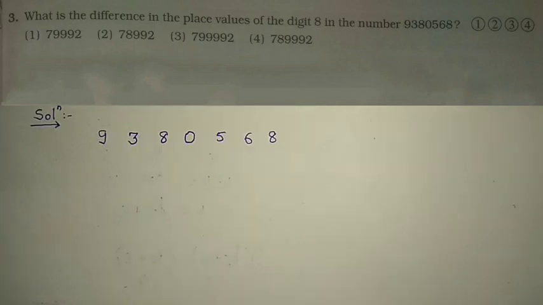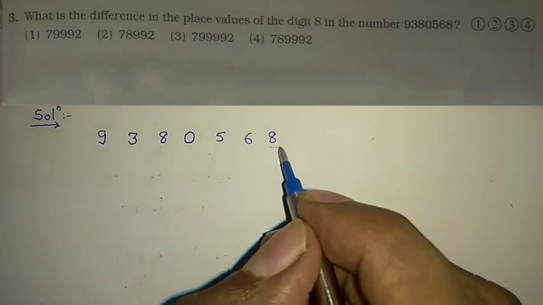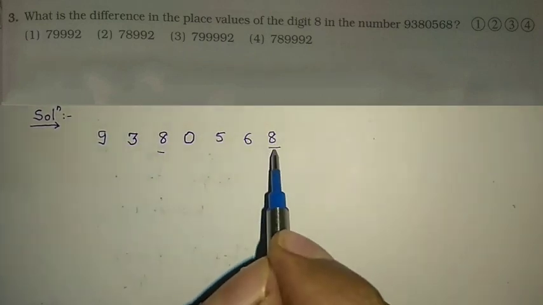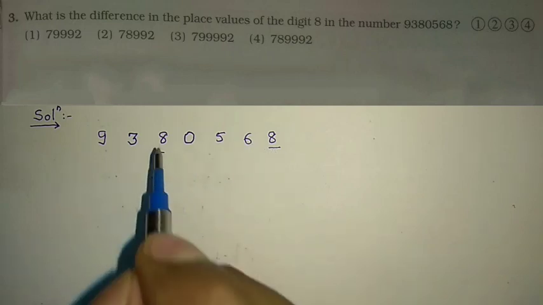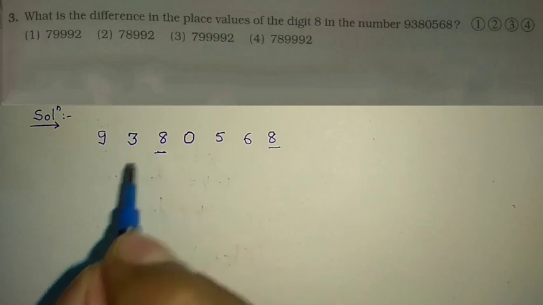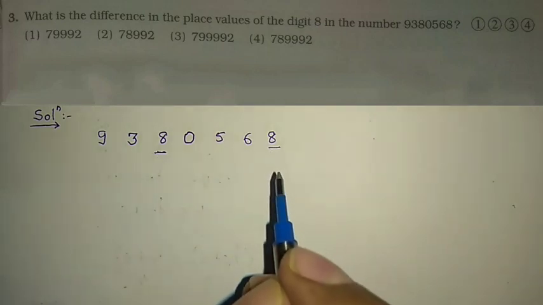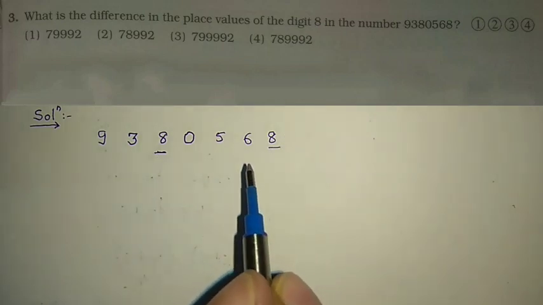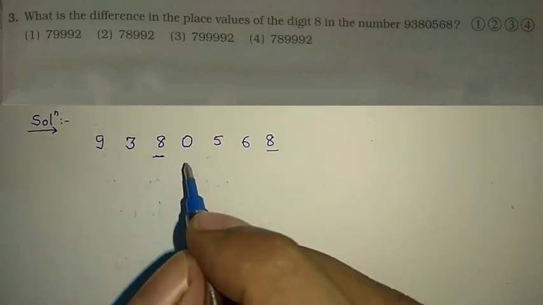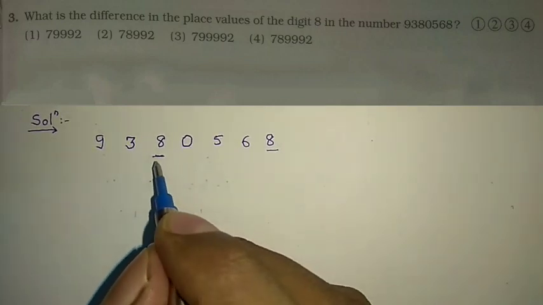8 appears 2 times in this number. First, this 8 is at the unit place, and this other 8 is at, counting unit, 10, 100, 1000, 10,000, the 10,000 place. So we have to find the difference between the place values. If you write this in expanded form, how will it become?